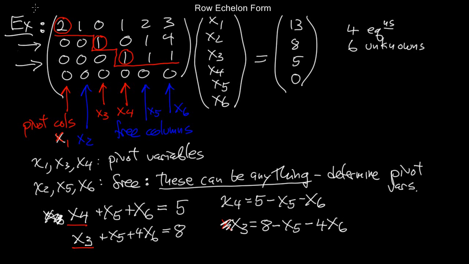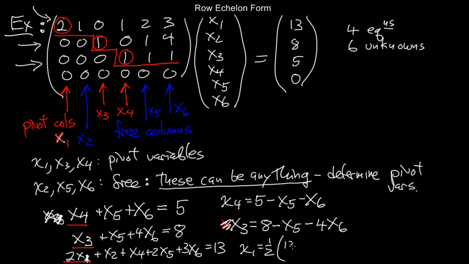And then finally you go back to the first row and you write 2x1 plus x2 plus x4 plus 2x5 plus 3x6, all of that's equal to 13. And you bring everything to the other side, and you have x1 is equal to 1/2 of 13 minus blah, blah, blah, all the other stuff. And now not all of these things on the right-hand side are free variables. The x5 and the x6 and the x2 are.